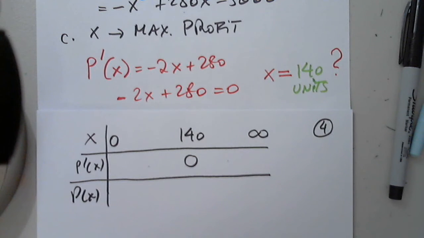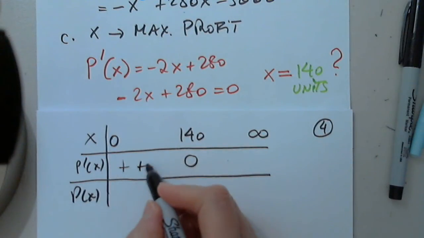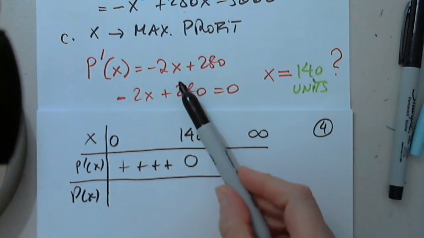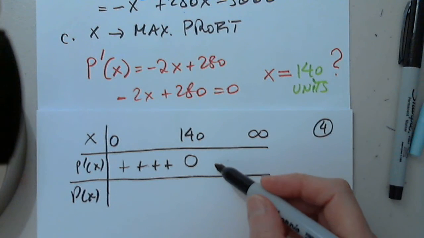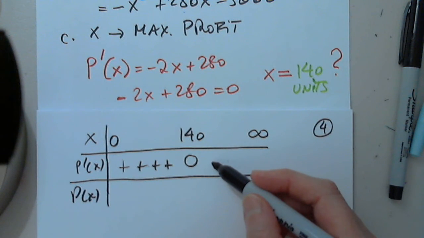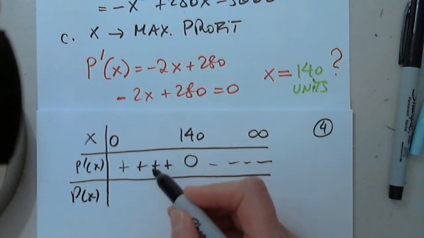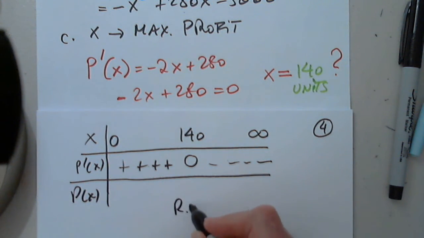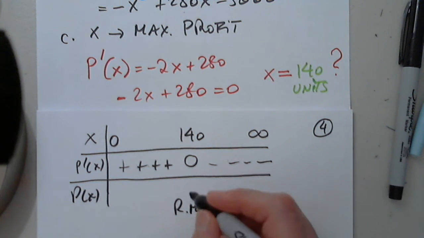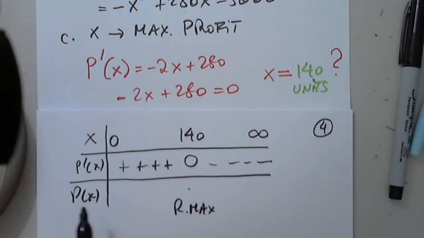When we plug in 0, what is the sign? Positive. Very good. And when we plug in 200, what will be the sign? Negative. That's it. Because it's increasing and decreasing, this is definitely a relative max. And now let's determine it, but now in the function, not in the derivative. I know the derivative is 0. So this is a critical number. 140 is a critical number.